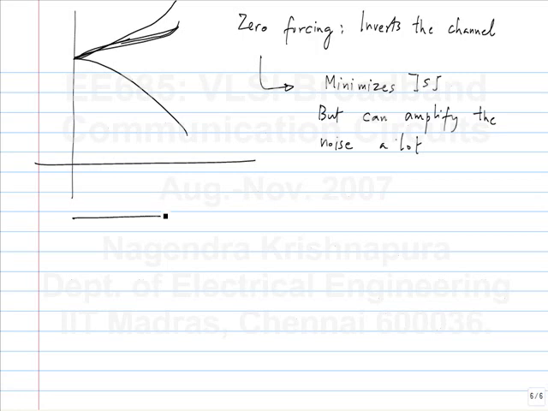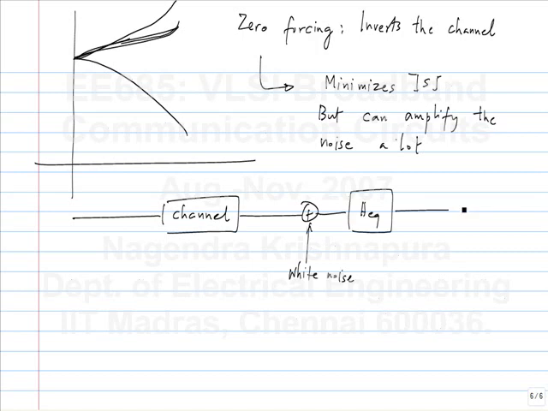So again, if you have a channel and let's say white noise is added to it and you have the equalizer. Now it turns out that I will state this without proof. Later we will go into the more mathematical aspects of it. So again, the question is how to choose the coefficients of the equalizer. One way was to do the zero forcing, and now we see that can amplify the noise a lot, so you can have problems.